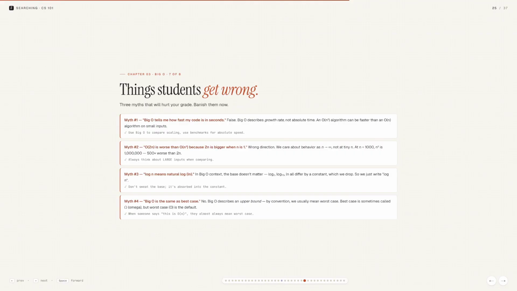So, quick check on myth 2. Which is worse for large n? O of 2n or O of n squared? Now, if you don't know the answer, that's okay. Let's compute. At n equals 100, 2n is 200, n squared is 10,000. At n equals 1,000, 2n is 2,000, n squared is 1 million. N squared wins every time, eventually.